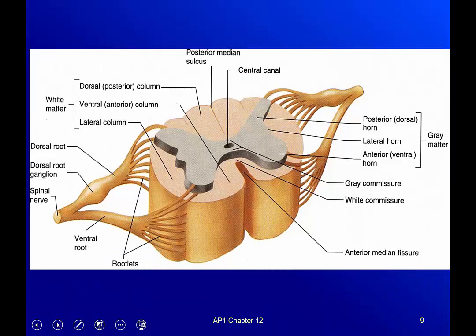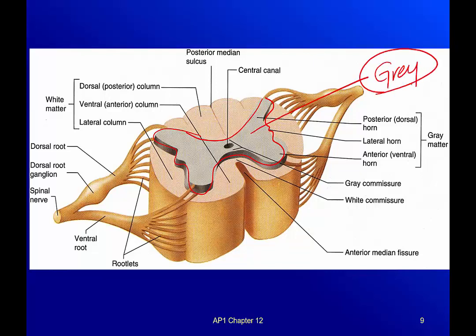So here's my spinal cord. You'll notice that in the center I have a gray butterfly, right? This is the only part of your body that I know of where we have a butterfly. So notice that it's gray, so that's one thing. Everything associated with the butterfly is going to be gray. All of this out here, you'll notice, isn't.